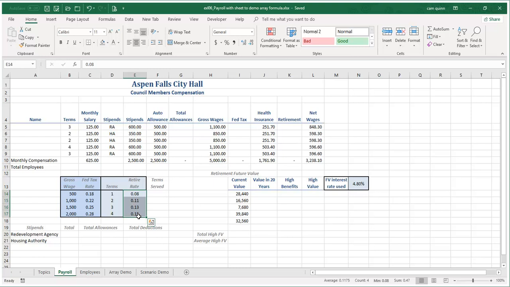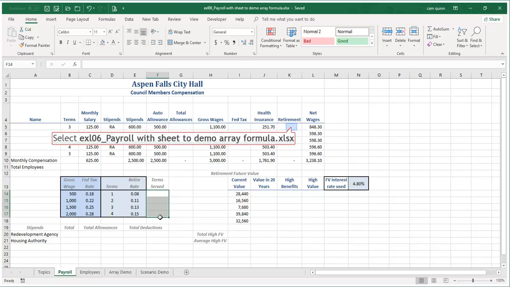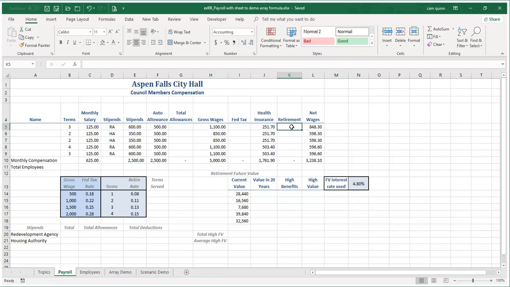Okay, all right, we're going to be doing a bunch of other calculations here to see how many terms served. So how many people served 1 term, 2 terms, 3 terms, and 4 terms. Based on your contributions to your payroll, we're going to calculate what your retirement pension will be worth at the end of 20 years at an interest rate of 4.8%. Okay, so as I said, a number of different concepts to work through today.